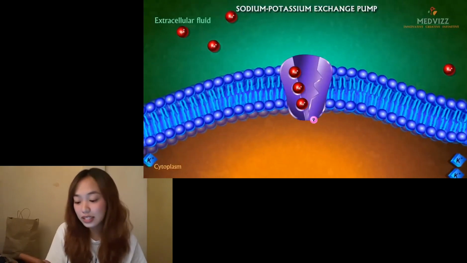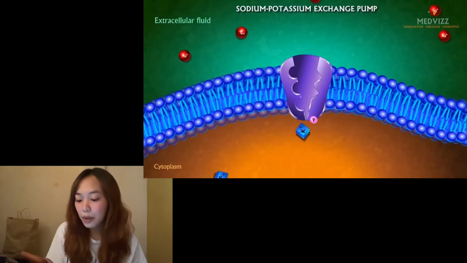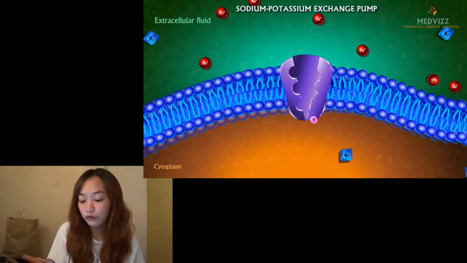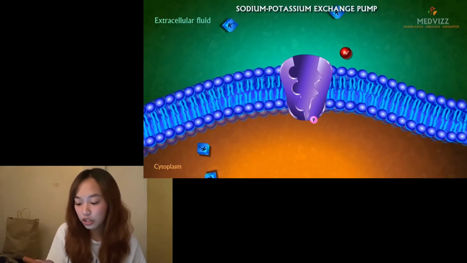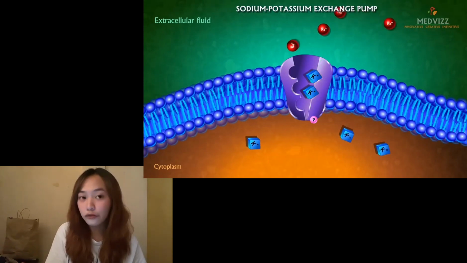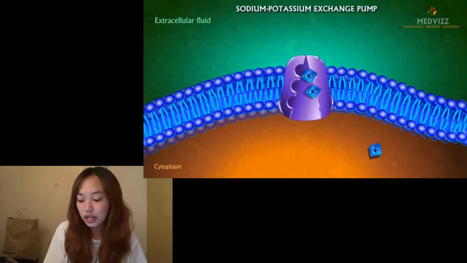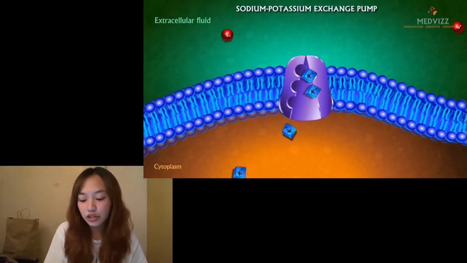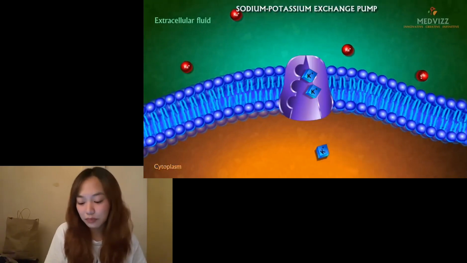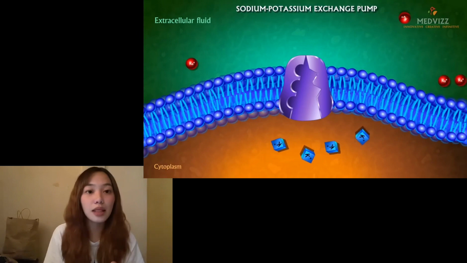Maintaining these differences in ion concentration helps stabilize the cell's membrane potential, and it's critical for the neuron to be able to fire an action potential, which is the basis of the electrical signaling of the neurons. The sodium-potassium pump is a large membrane-associated enzyme that uses the energy of adenosine triphosphate, better known as ATP, to transport sodium and potassium ions across the cell membrane.